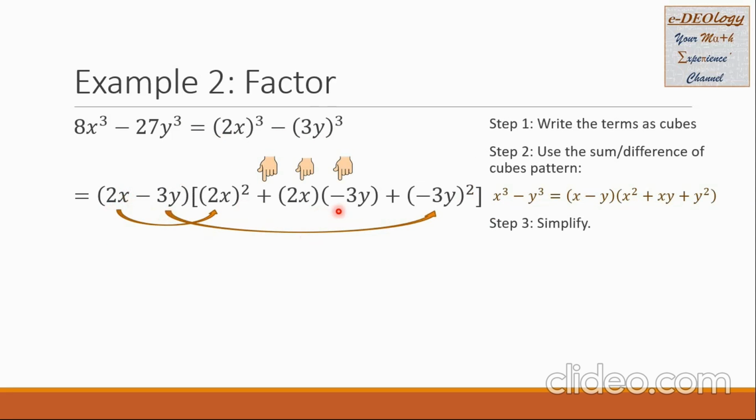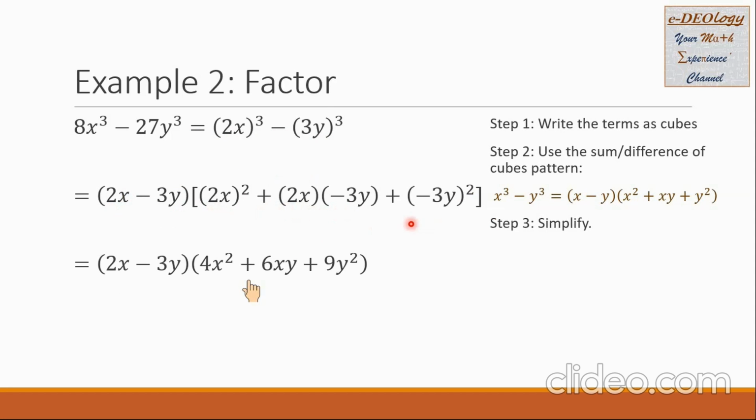Look at the middle term. I am going to multiply the 2x and the negative 3y here, but later we should write the opposite sign. If I multiply a positive by a negative number, of course the sign will be negative. But based on the pattern, I should write the opposite sign. So going to step 3, I will now simplify.